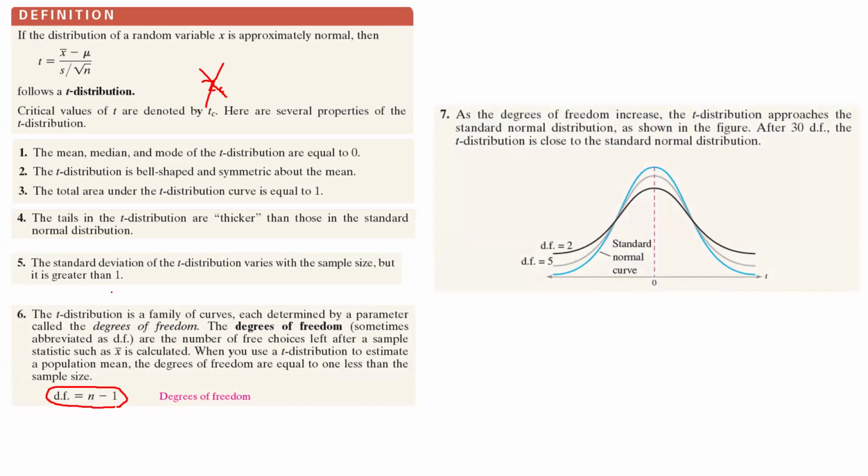So as you learn, t-distribution is a family of curves. If the degrees of freedom is 2, this is the black curve representing the t-distribution. The degrees of freedom is 5, this is the gray curve representing the t-distribution. And as you increase the sample size after 30 degrees of freedom, t-distribution is very close to standard normal distribution.